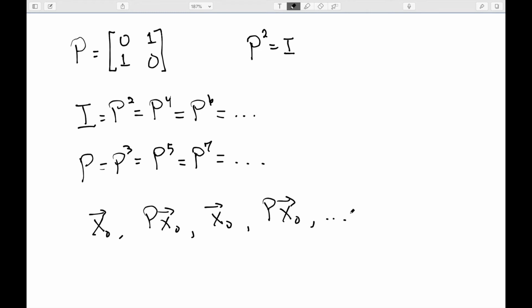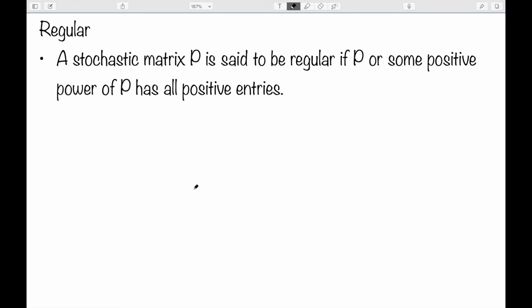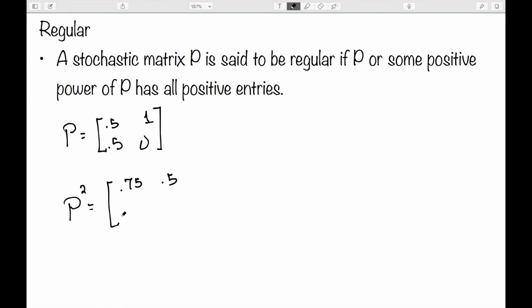So now my question is, what does it take to make one of these systems stabilize? To determine this, we need to define a regular stochastic matrix. A stochastic matrix P is said to be regular if P or some positive power of P has all positive entries. As an example, we have this matrix 0.5, 1, 0.5, 0. This will be regular since P squared, which you can verify, is 0.75, 0.5, 0.25, 0.5, which is all positive entries. So the main thing is we need to be able to raise P to some power and get a matrix with no zeros, only positive numbers.